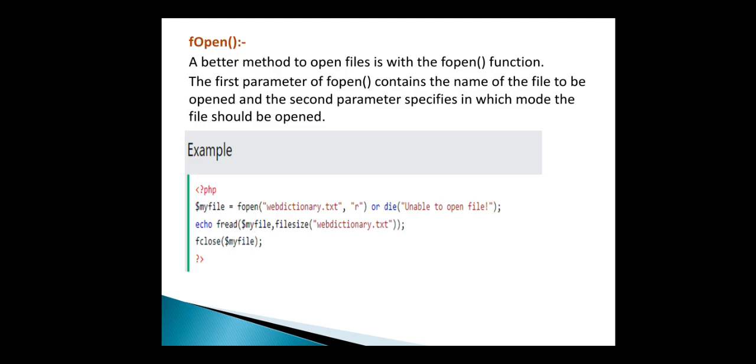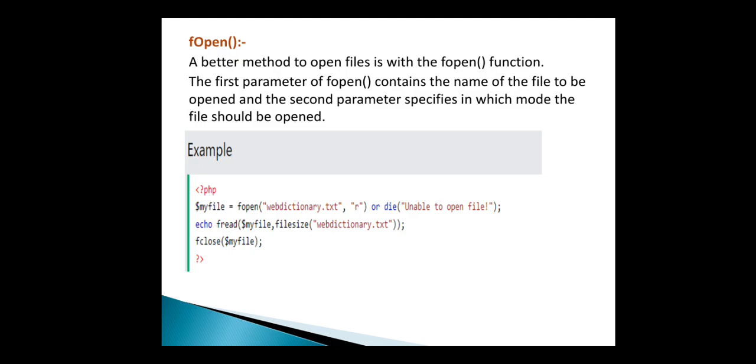Okay, then I have used the parameter R, which means we can only read from that particular file, that is the web dictionary, or else die with "unable to open the file." If the web dictionary can't be opened, then this message is displayed: unable to open the file. Then echo fread, my file, comma, file size of web dictionary dot text, so that it will provide the size of the text file.